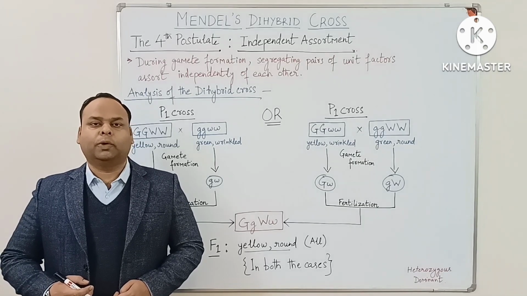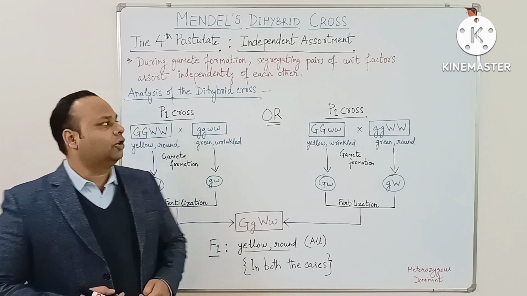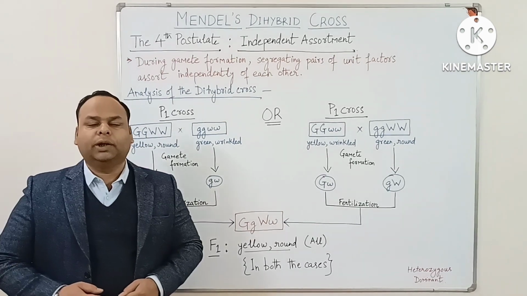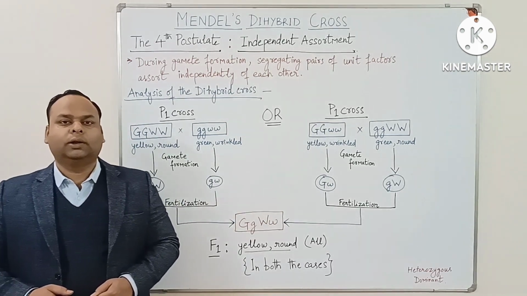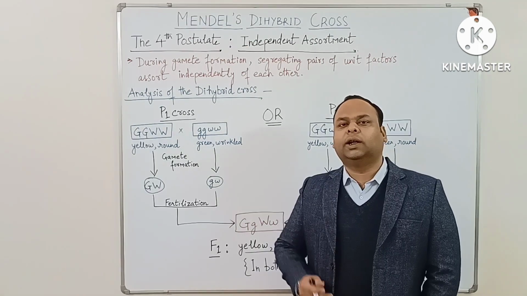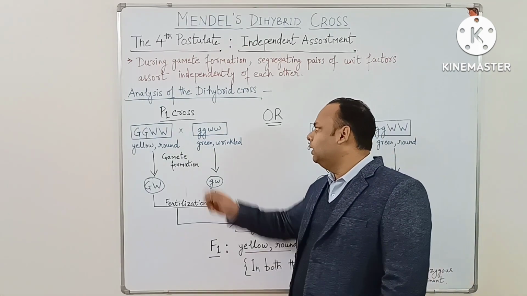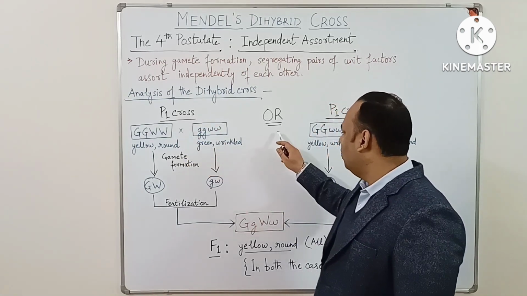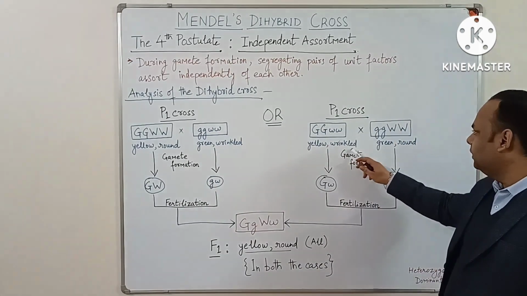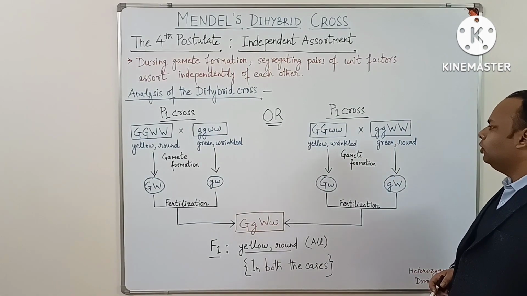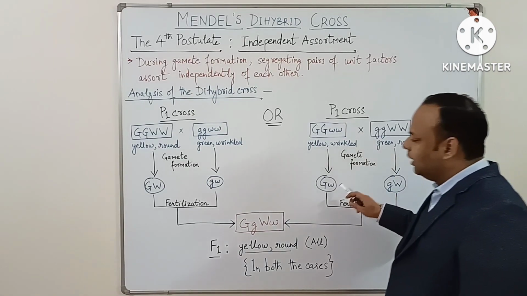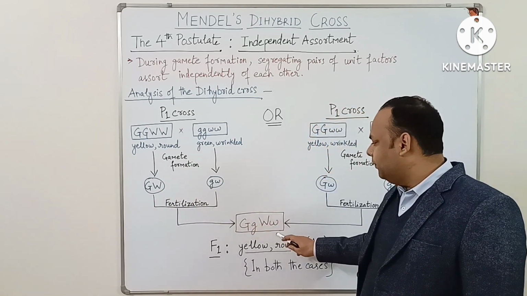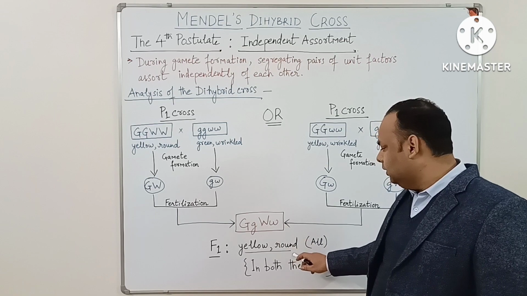Finally, the fourth postulate, which is independent assortment. According to this law, during gamete formation, segregating pairs of unit factors assort independent of each other. In further analysis of the dihybrid cross, under P1 cross, a yellow round plant is crossed with a green wrinkled plant, or a yellow wrinkled plant is crossed with a green round plant. In both the cases, different types of gametes are formed, and after fertilization, the result is the F1 generation, where all the progeny is yellow and round.